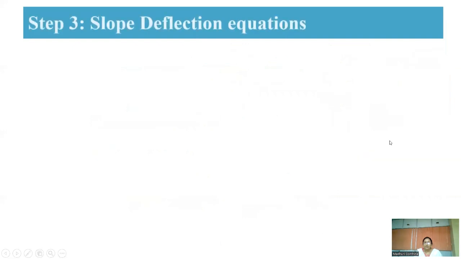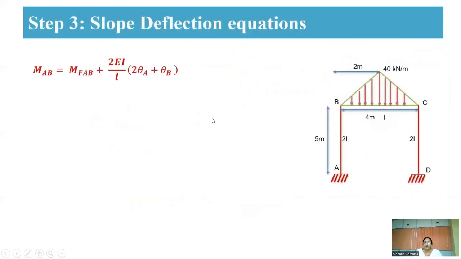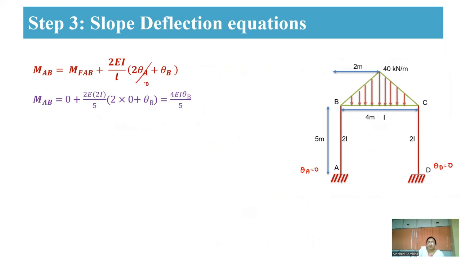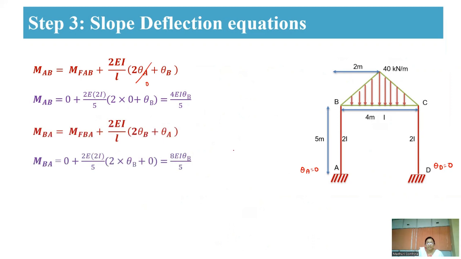So now the slope deflection equations. By substituting MAB, the simplified equation will be like this. Here in this case, theta A is equal to 0 and theta D is equal to 0. Therefore, by solving this, you are going to get these values. Similarly here also, this one is 0. Similarly, the external moment is also equal to 0 since there is no external loading acting on it.